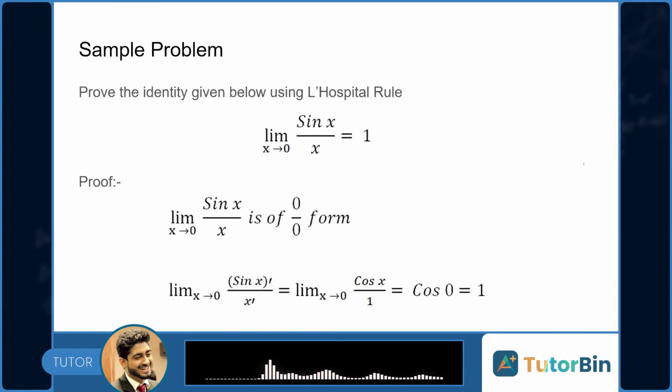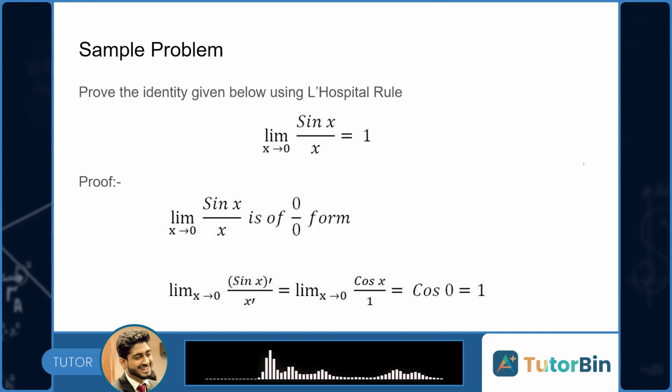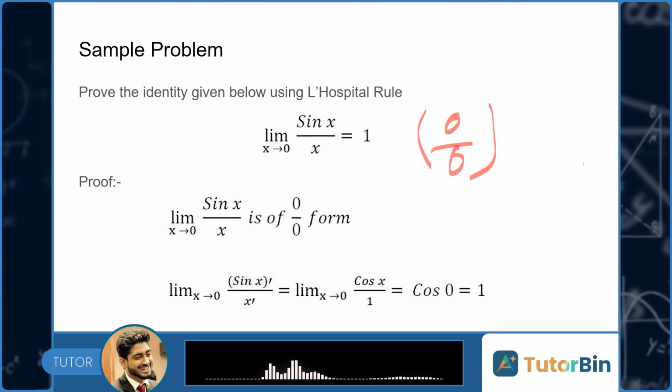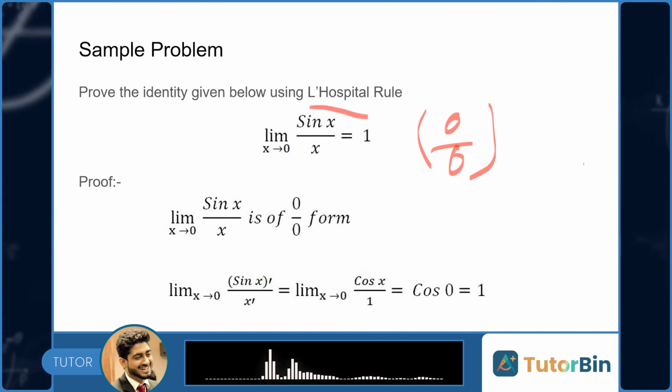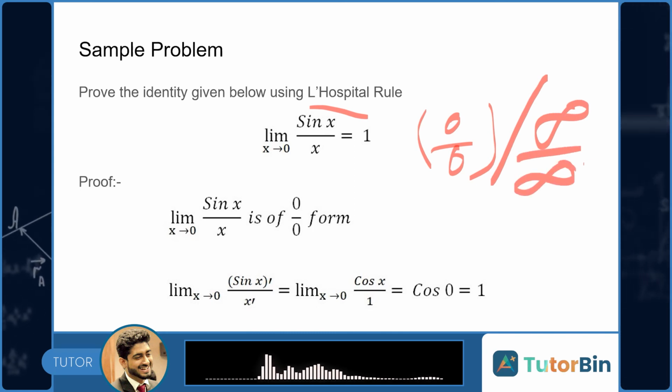So let's understand this L'Hospital rule by taking an example. We have our function sin x upon x, limit x tends to 0, that is equal to 1. We need to prove it. If we simply put x equals 0 in this function, sin 0 is 0 and x is 0. This is 0 by 0 form, that is an indeterminate form. So we can apply L'Hospital rule here, because L'Hospital rule can be applied to 0 by 0 form, or if it's infinity by infinity form.